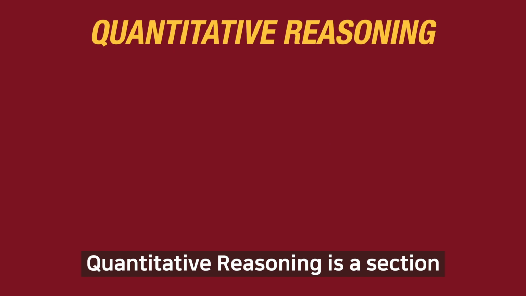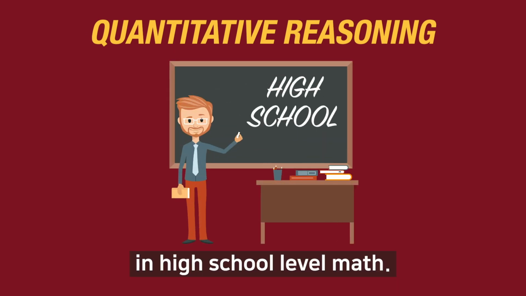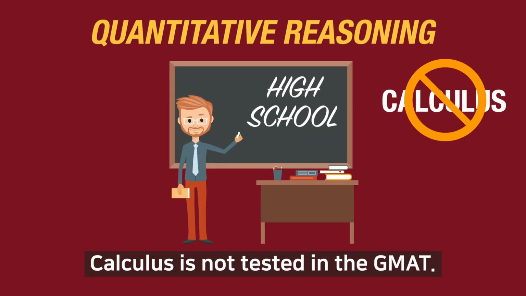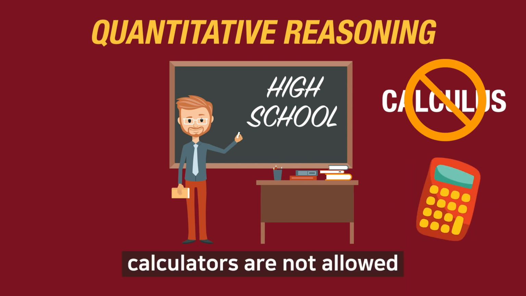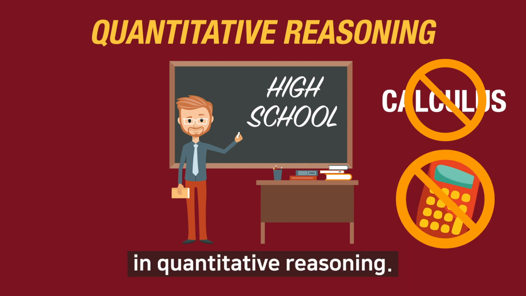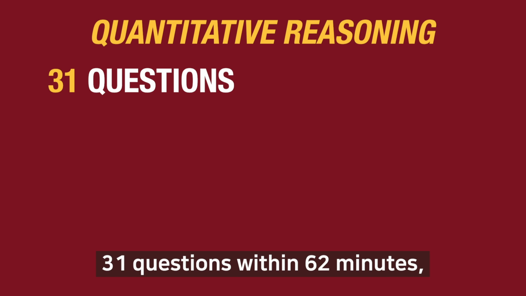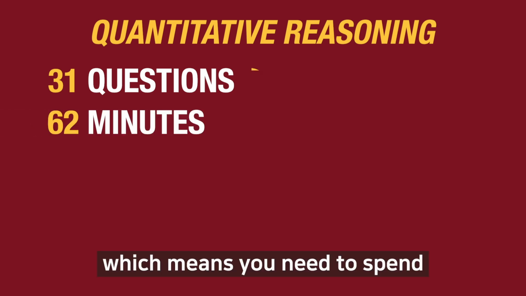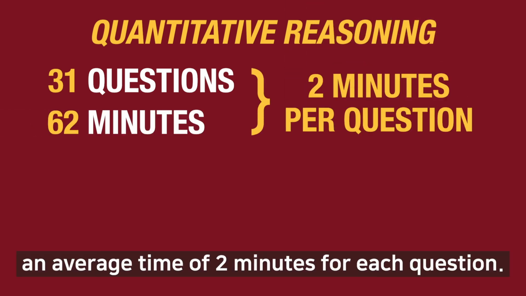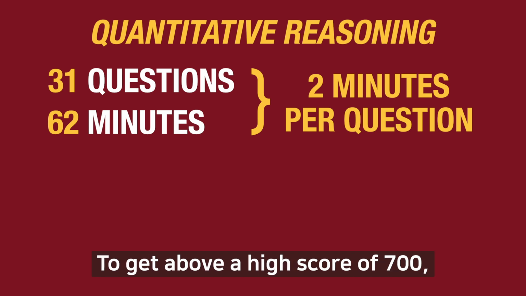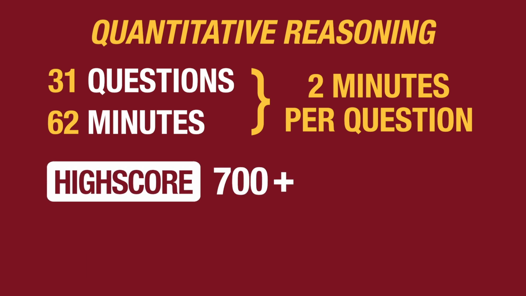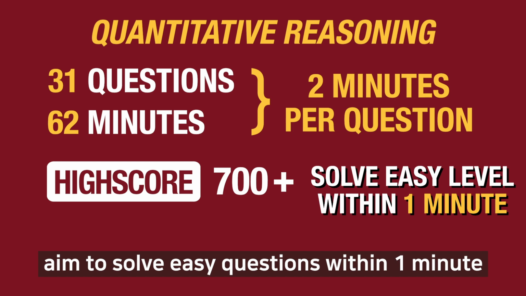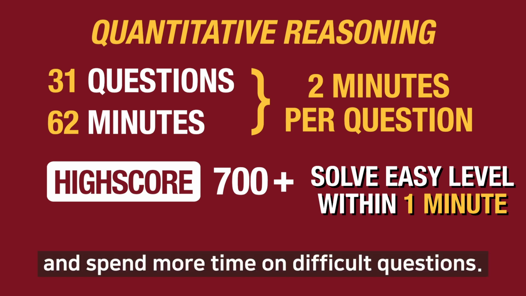Quantitative Reasoning is a section that tests your reasoning skill in high school level math. Calculus is not tested in the GMAT. Also, calculators are not allowed in Quantitative Reasoning. You have to complete 31 questions within 62 minutes, which means you need to spend an average time of 2 minutes for each question. To get a high score above 700, aim to solve easy questions within 1 minute and spend more time on difficult questions.